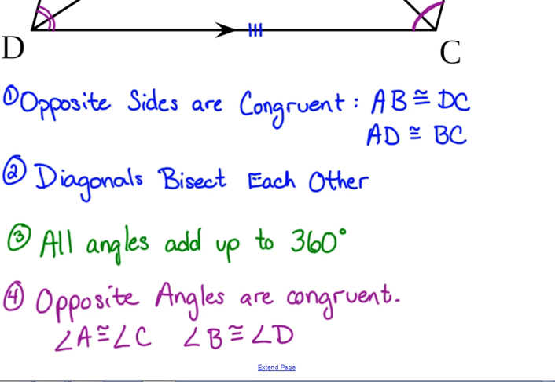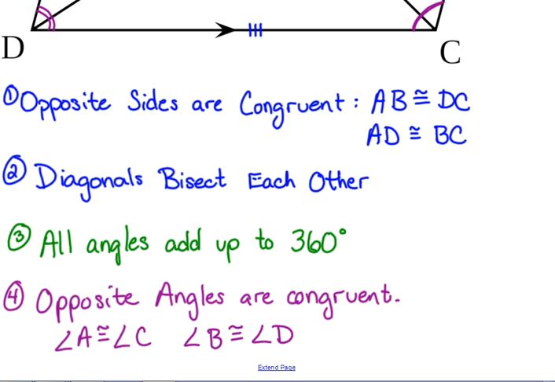All right, so one more time. Parallelograms are all about opposites. Opposite sides are parallel. Opposite sides are congruent. Opposite angles are congruent. And the diagonals will bisect one another.